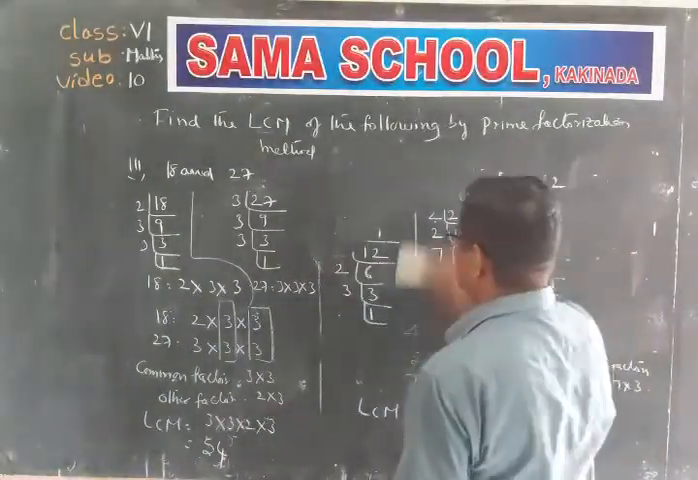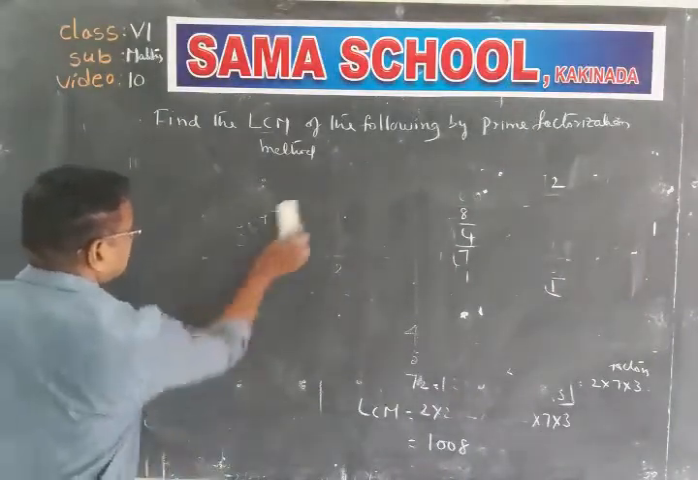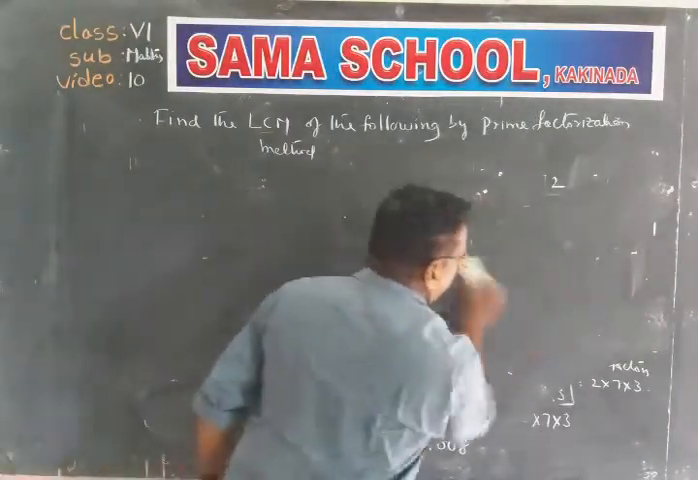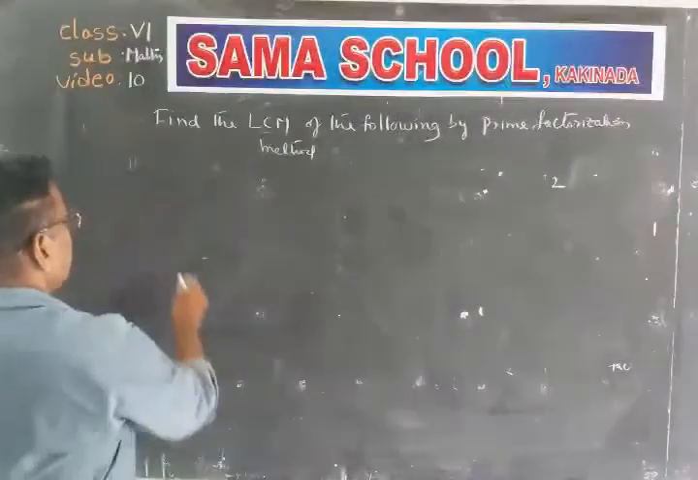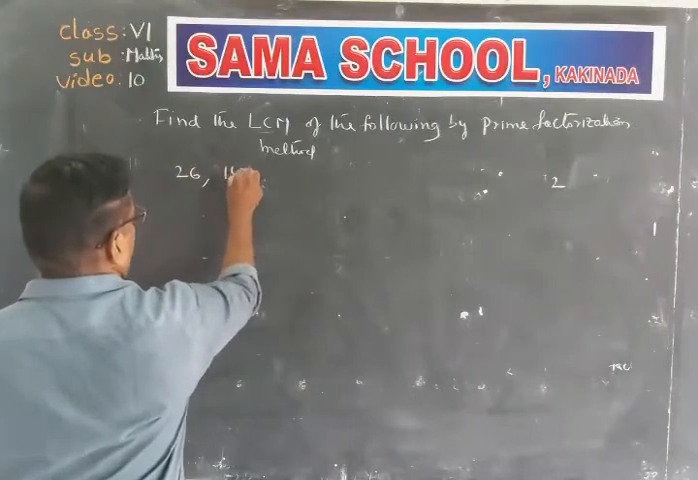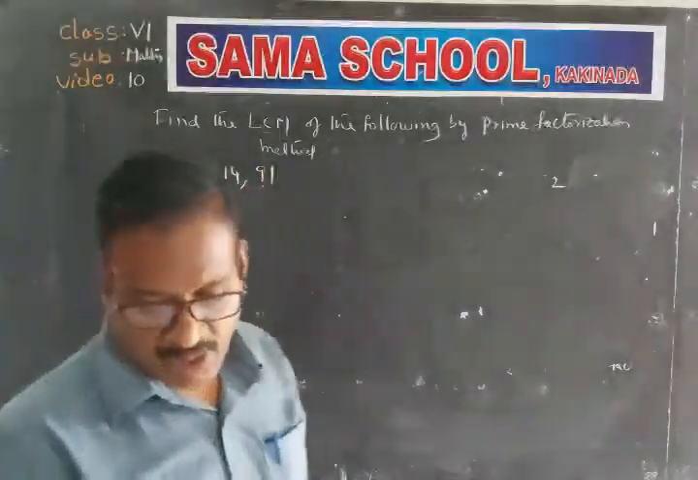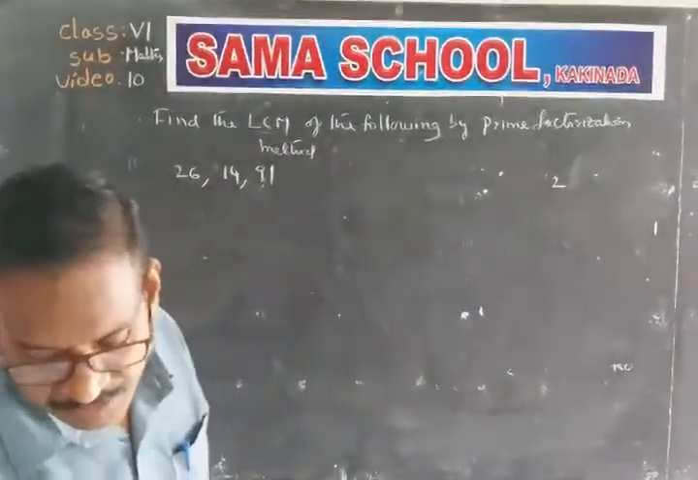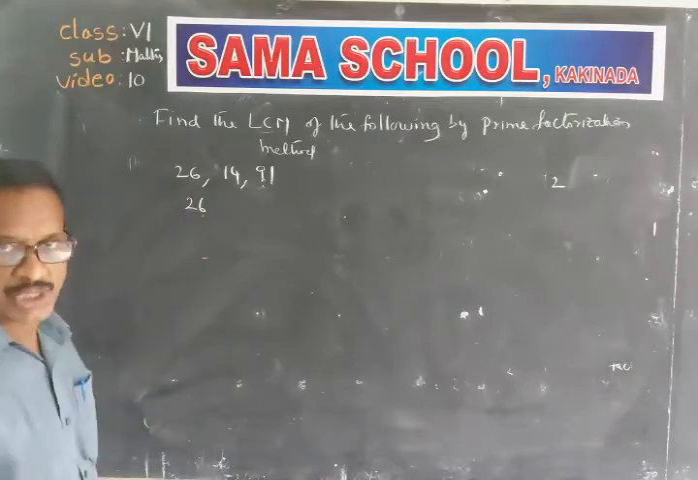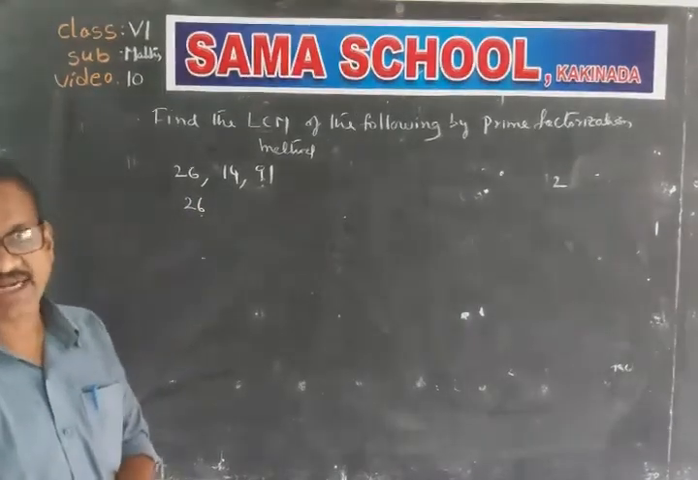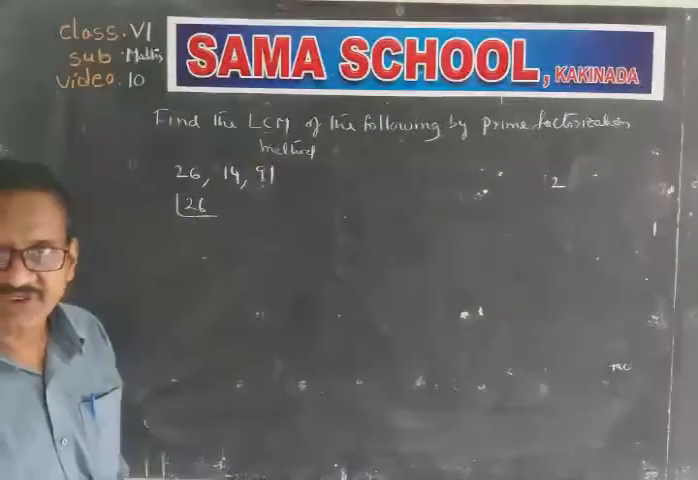Then another sum. 26, 14, 91. In these numbers 26, 14, 91, take the given three numbers to find the prime factorizations. So which is the least prime number? 2 is the least prime number.